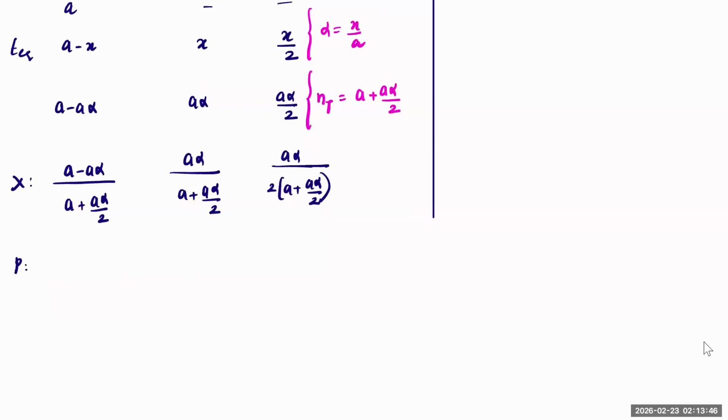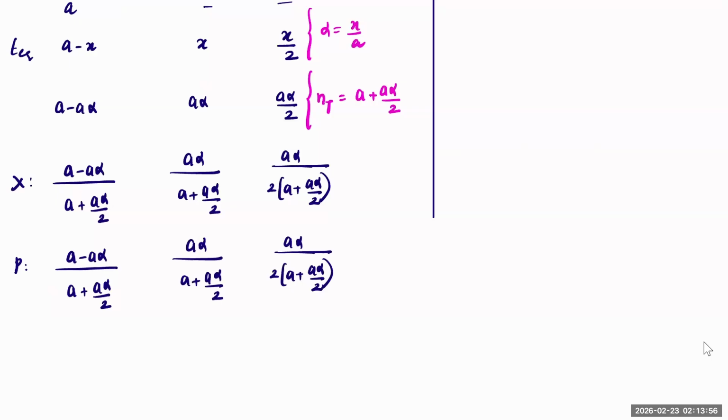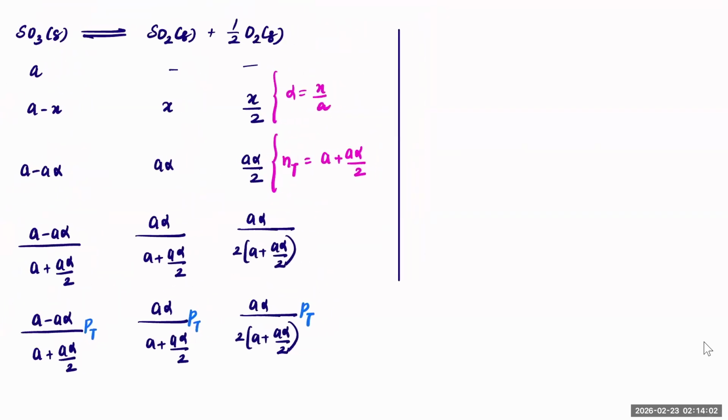partial pressures, we will be applying Dalton's law, that is mole fraction into total pressure. So the same things, if I just copy here, multiply that with the total pressure, right? Into P total, and that gives you partial pressures. Once you know the partial pressures, you can find the Kp value. Kp will be partial pressure of SO2 into partial pressure of O2 power half upon partial pressure of SO3.